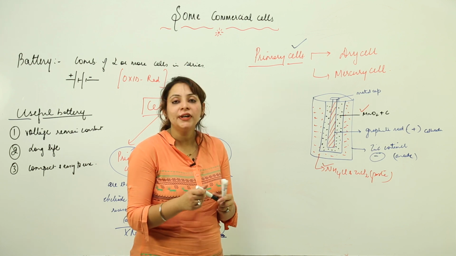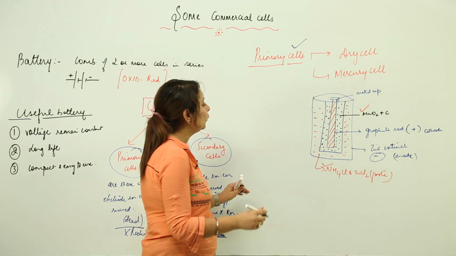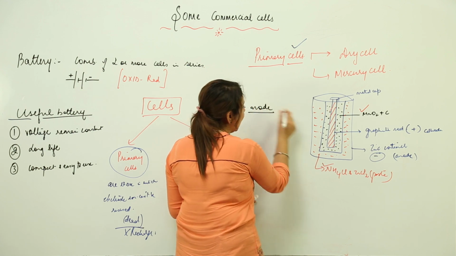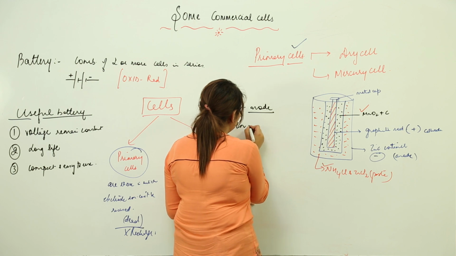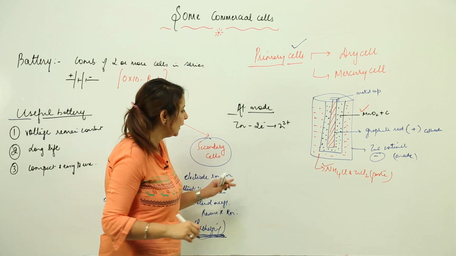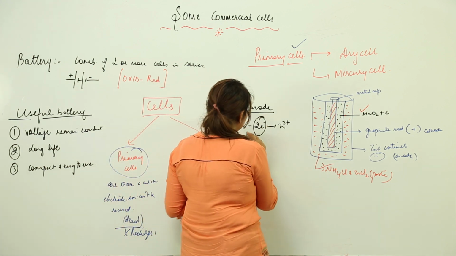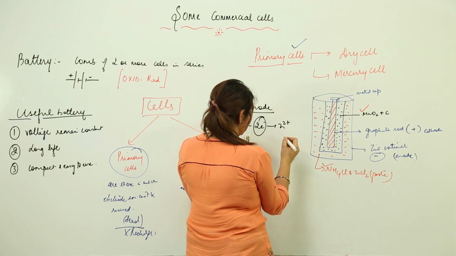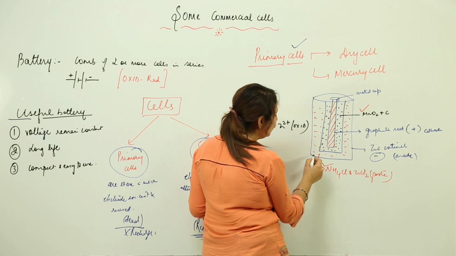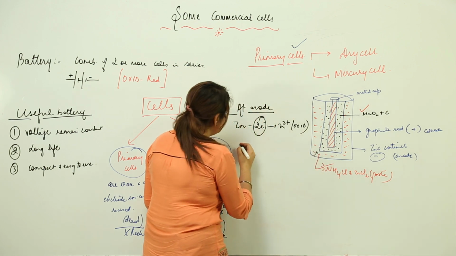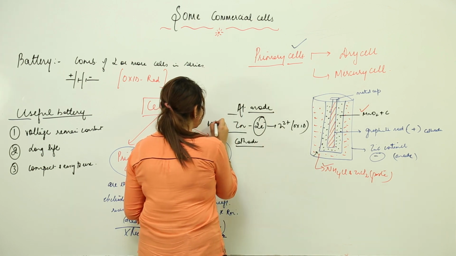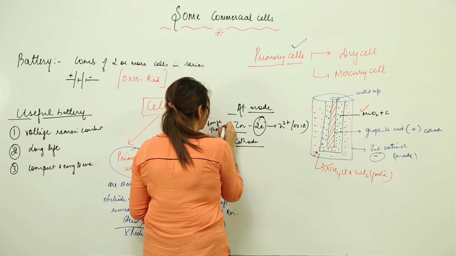Now we will see how it actually works. What happens at the anode, because we know that the spontaneous reaction occurs in them. At the anode, zinc is going to lose electrons and form Zn2+. This is an oxidation first, then these two electrons will move through the electrolyte, and as they move to reach the cathode, they will ionize the ammonium ion from the solution.